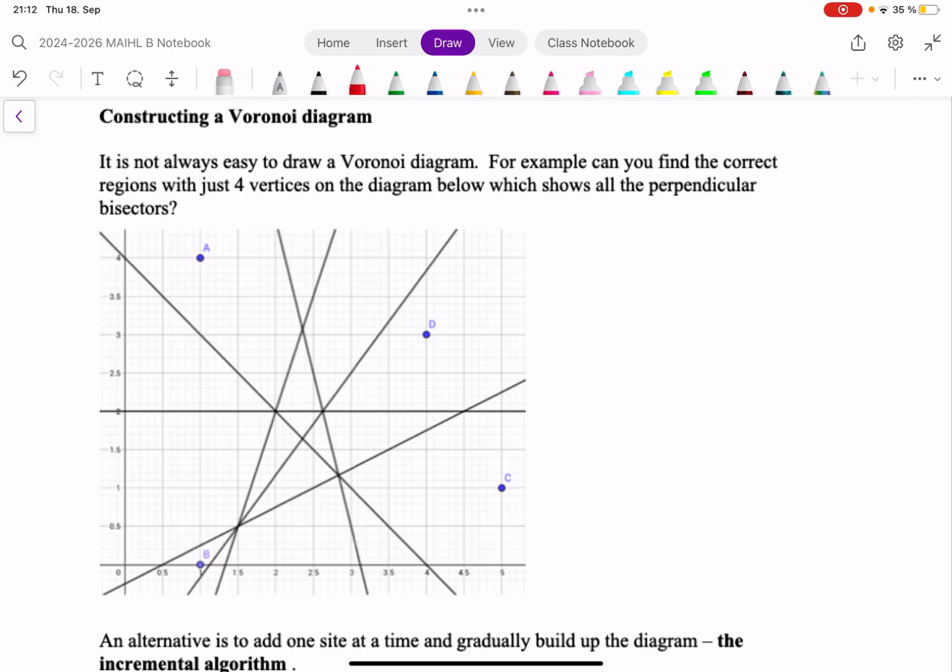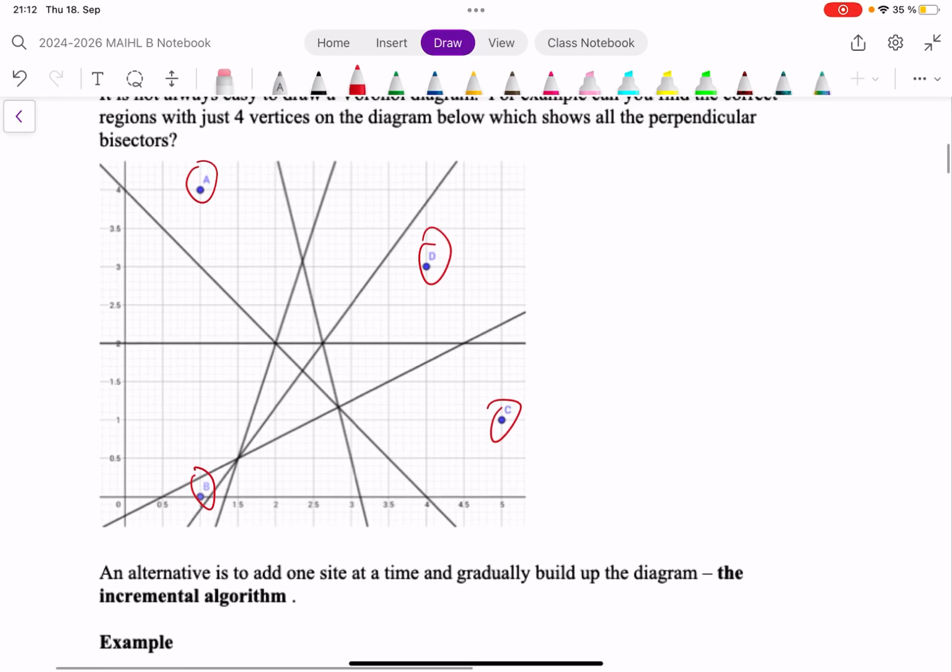For example, if you look at this one, it has just 4 sites. You can see the sites A, B, C, and D. Here it says, can you find the correct regions with just 4 vertices on the diagram below, which show all the perpendicular bisectors? And it's kind of hard to do, right?